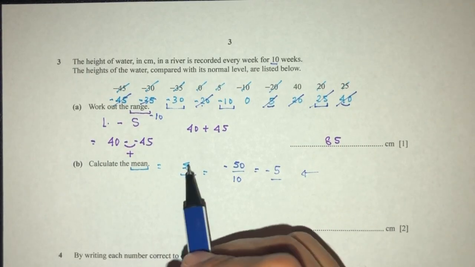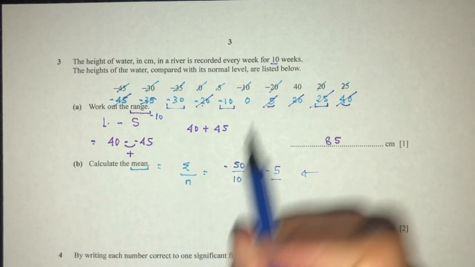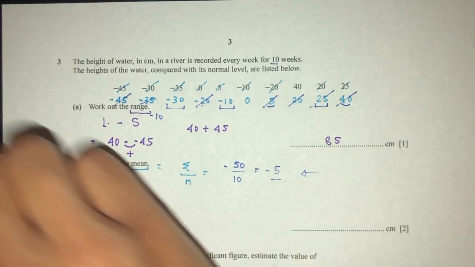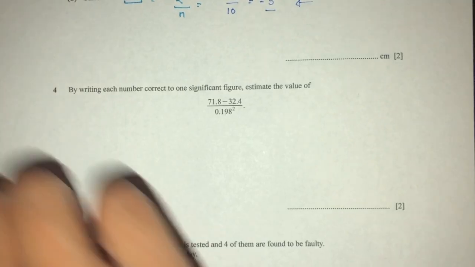Again, how do you find this? You find the sum of all the numbers here. You add everything together, then divide by the number of values, which is 10, to find the mean. That will be part B of your question. Now let's move on to question number 4.